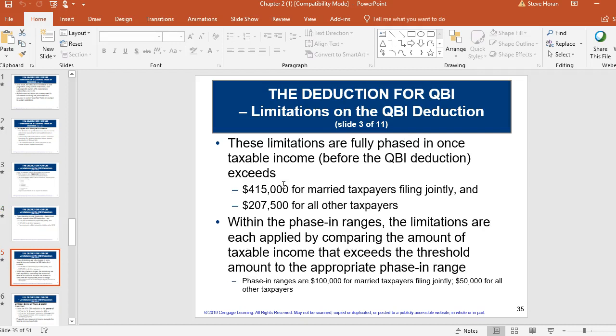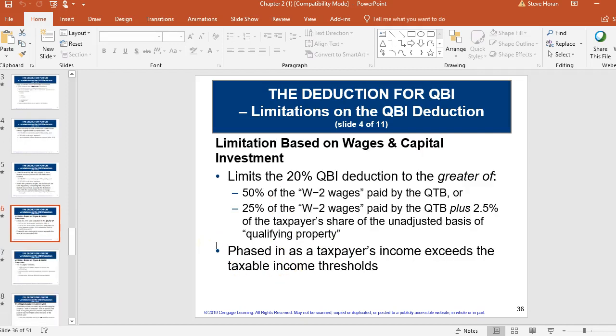They're fully phased in once taxable income before the QBI exceeds these two amounts, $415,000 for married and $207,500, half of that, for everybody else. So you can do a phase in at some point too, and that's what a lot of your homework problems will be based on, this phase in. And they show us lots of examples of that phase in and how it's calculated in the chapter.